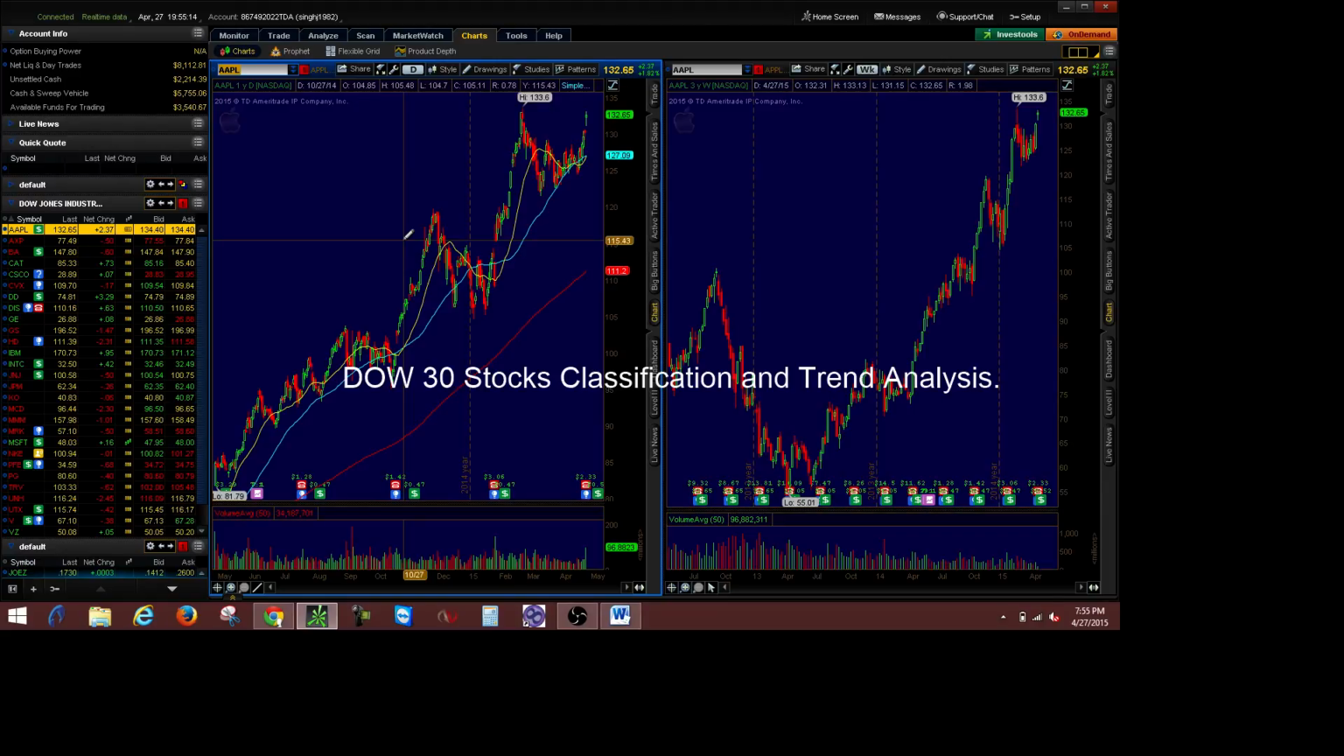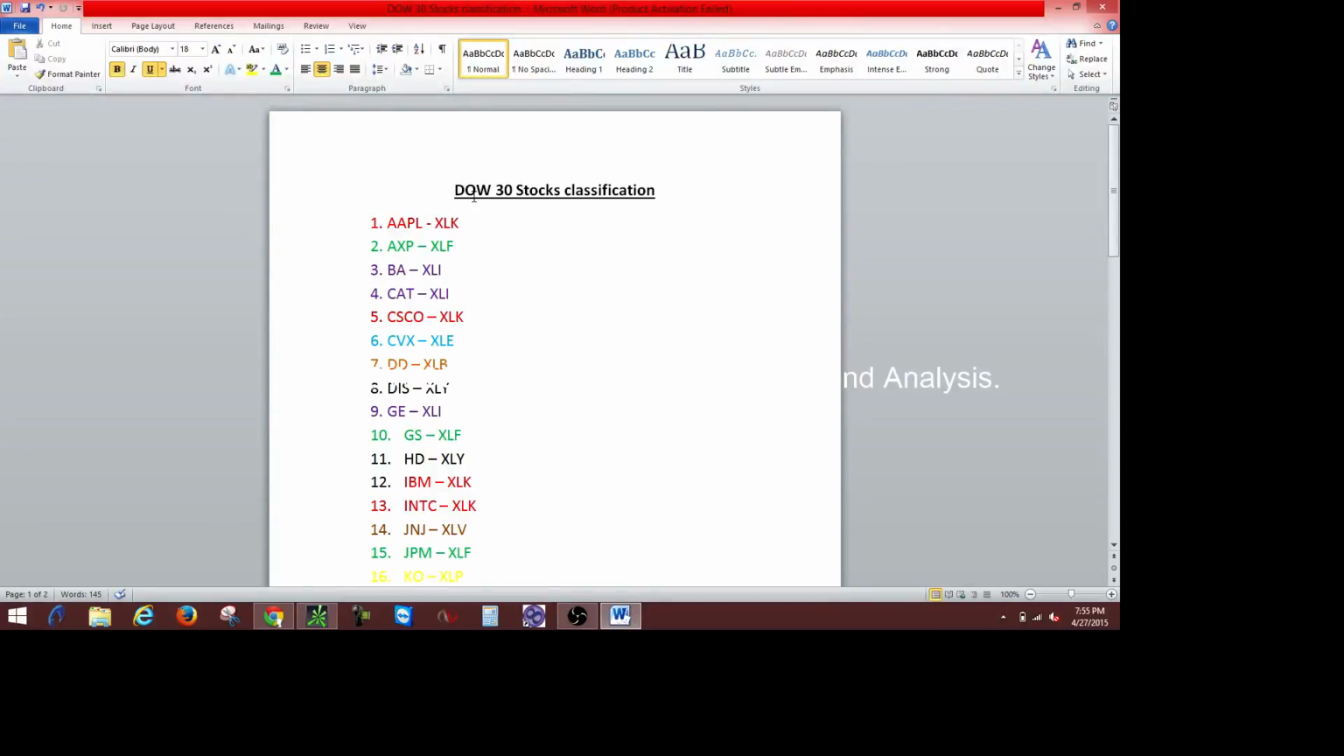So what I'm going to do is I have listed out all these stocks right here in a Word file, Dow 30 stocks classification, and I'll go over each one of them and then I'll show you how I classified them, color coded. For instance, Apple is a technology stock, right? So it falls in XLK.